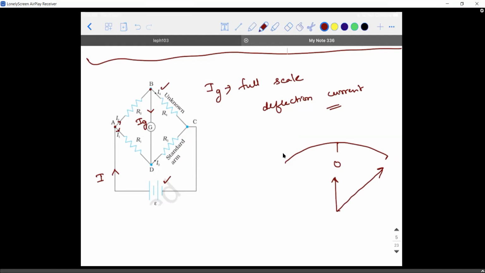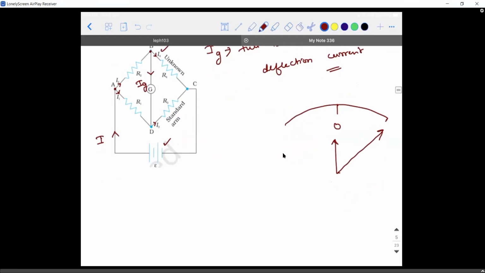Okay, IG is called full scale deflection current, and I4 is the current that is flowing through the so-called unknown resistor. Then I3 will be the current flowing through an arm called the standard arm. According to this question, R1, R2 and R3 are known, R4 is unknown. So we have applied the KCL and found the directions of current. Now we will apply KVL.